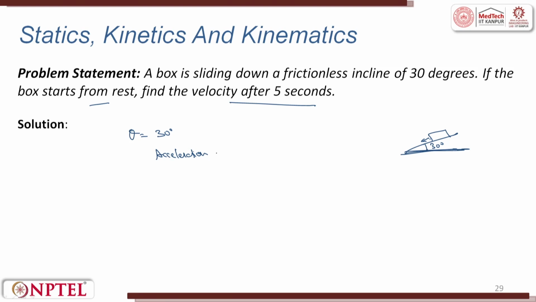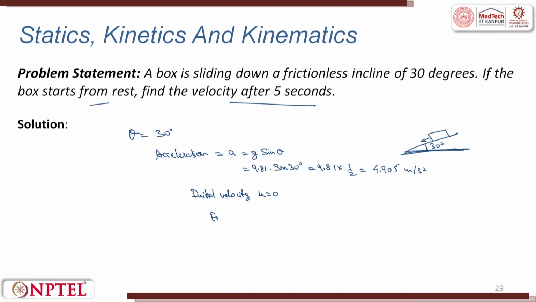So, acceleration a is equal to g sin theta. This is equal to 9.81 into sine of 30. This is equal to 9.81 into 1 by 2, which is around 4.905 meters per second square. Initial velocity u is equal to 0.